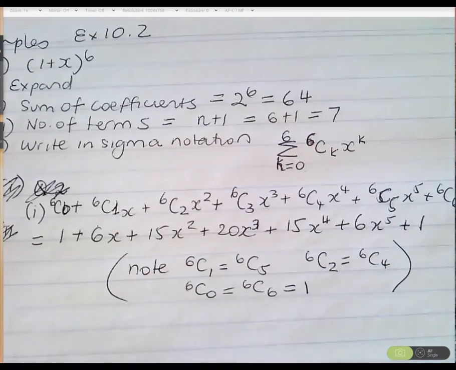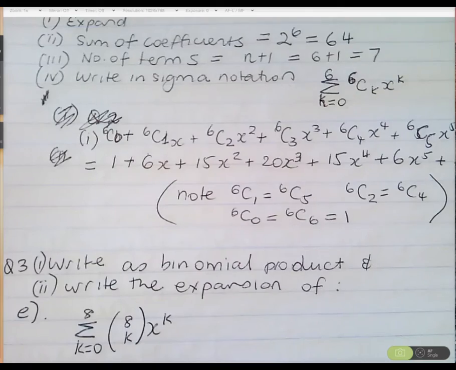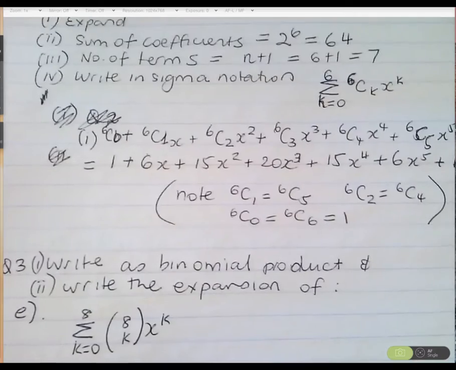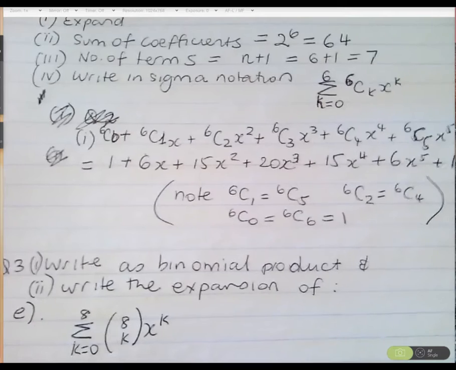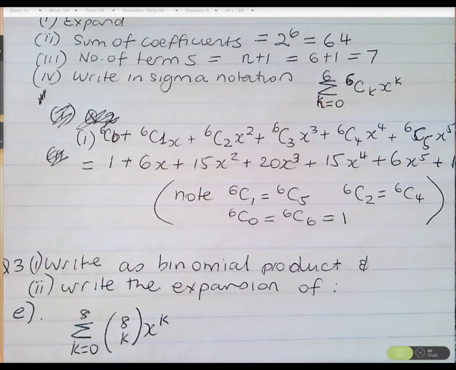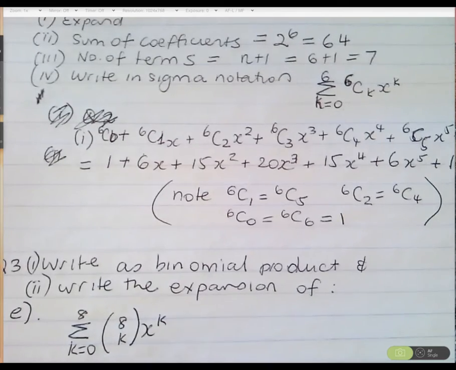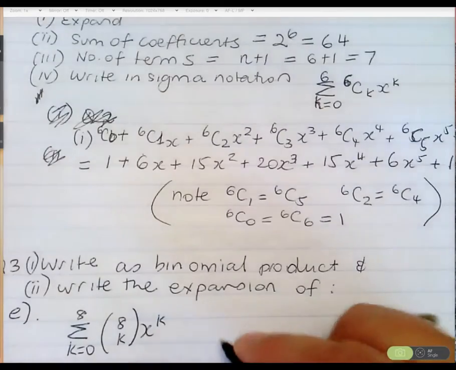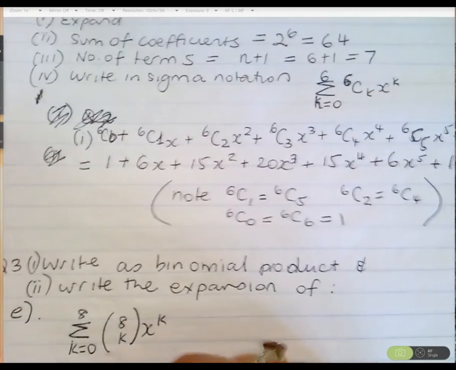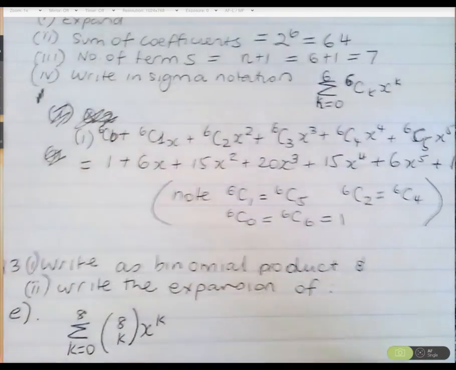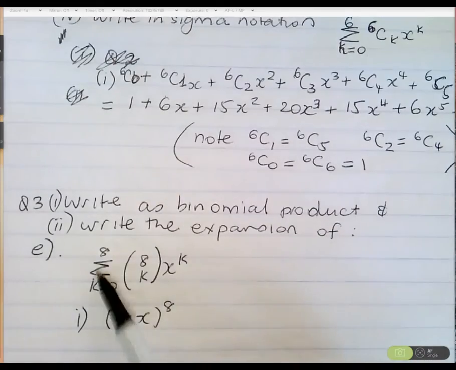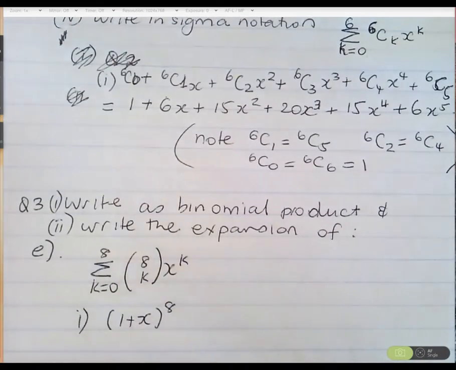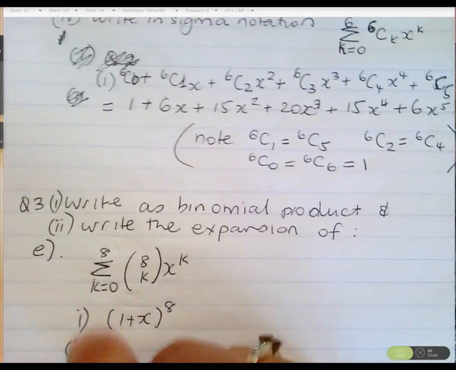Okay, now another example, your product. You're probably wondering what I'm asking you to do: write the expansion of it. What do you think they mean by writing it as a binomial product? It's just (1 + x) to the what? 8. Okay, girls, as a binomial product, this really is (1 + x)^8. So question 3, write that as a binomial product. That means (1 + x) to the power of 8, and just write out the expansion of it.